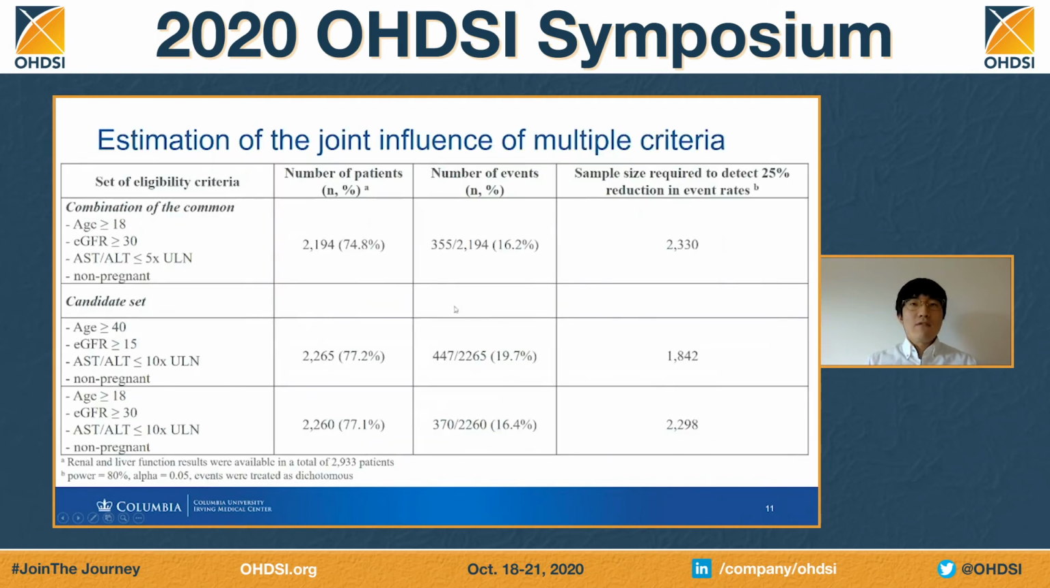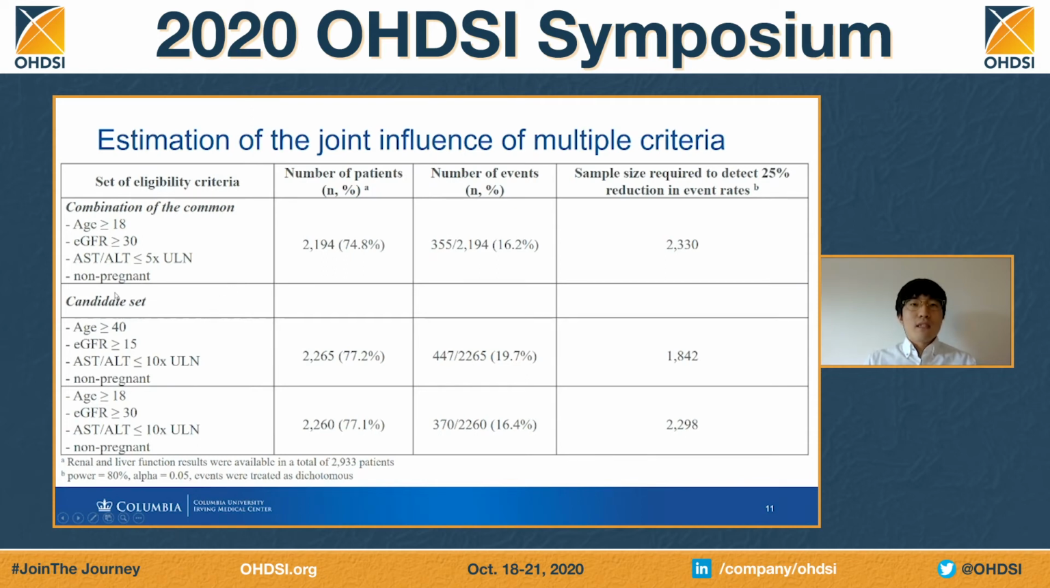Based on the identified commonly used criteria, including age, pregnancy, renal function, and liver function, we estimated the joint influence of multiple criteria. The number of potentially eligible patients, the proportion of patients with events during the follow-up period, and the required sample size to detect a 25% reduction of events were compared. The hypothetical trial with commonly used criteria was used as a reference trial.